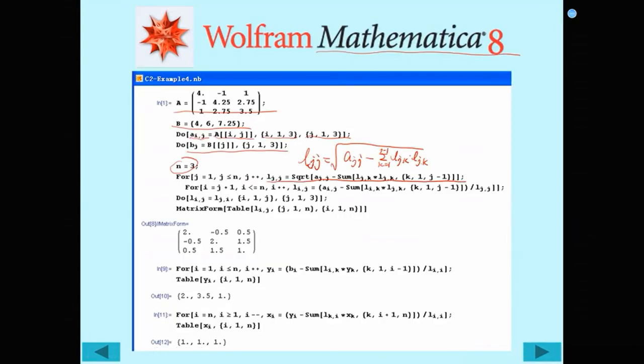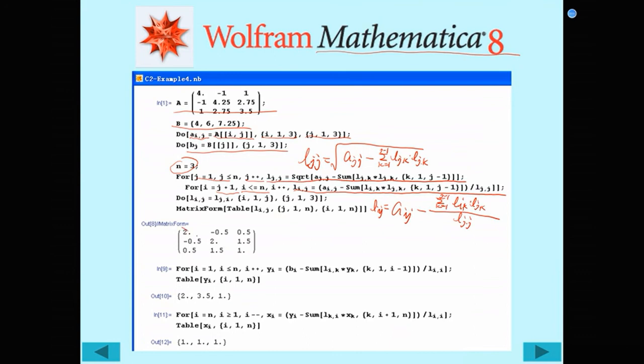Next, J from 1 to n, J plus plus, and I from J plus 1 until n, I plus plus, and Lij uses this formula: Lij equal to Aij minus the summation, K from 1 to J minus 1, of Lik multiplied by Ljk, and divided by Ljj. Remember, this is the second formula. Directly by program, then I can show.